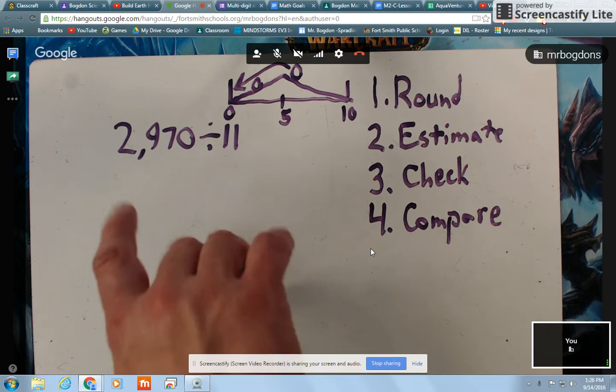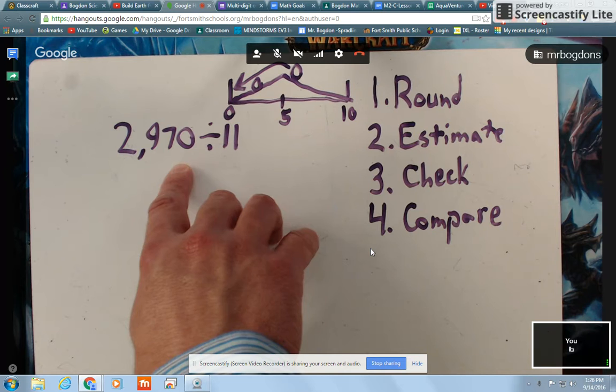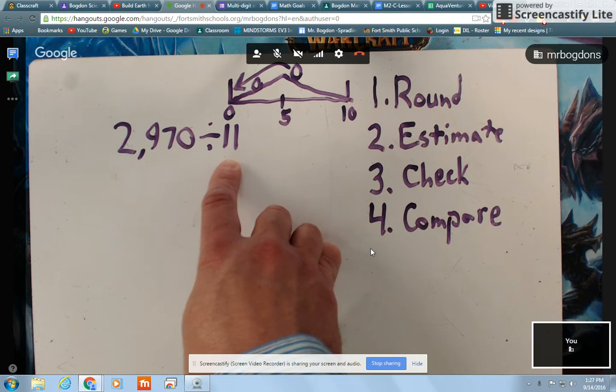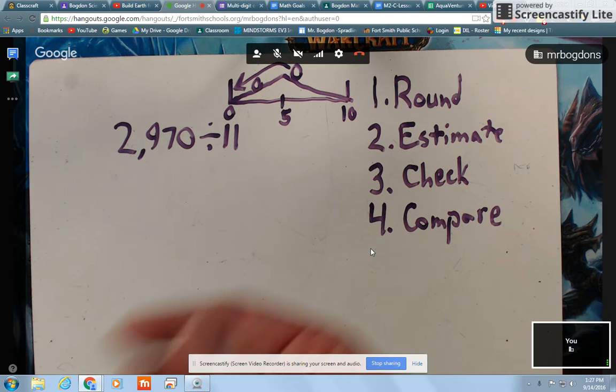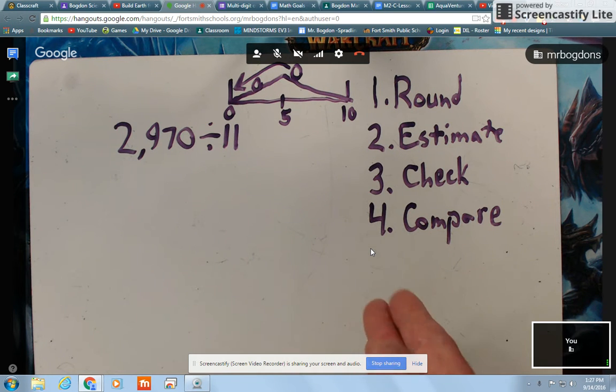Okay, our problem is 2,970 divided by 11. Our goal today is to just gain number sense and be able to realize if your number is close. That way, if you have a calculator and you mistype something, you can look at your quotient and realize, hey, I did something wrong. I need to go back and do it again. If you have excellent number sense, that's quite easy to do.